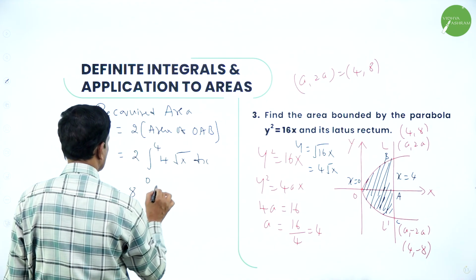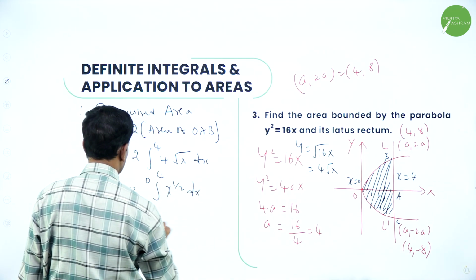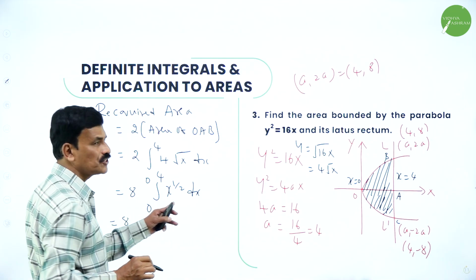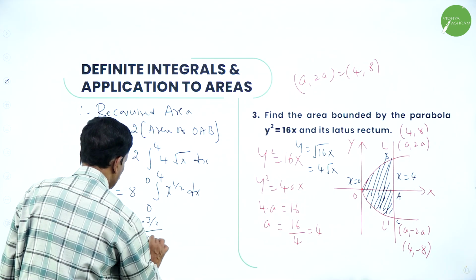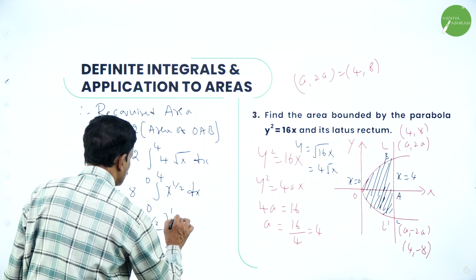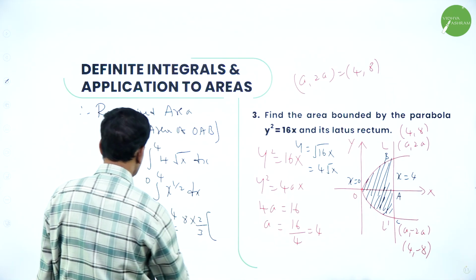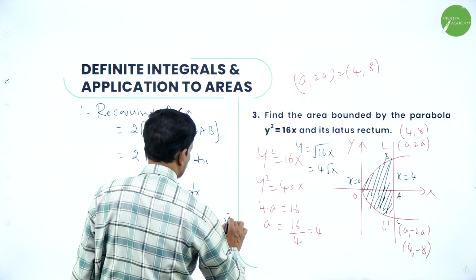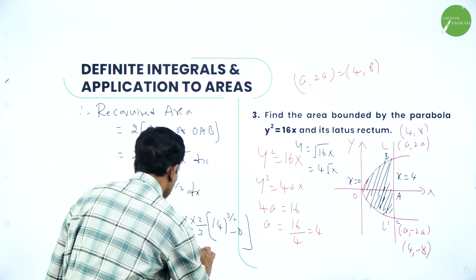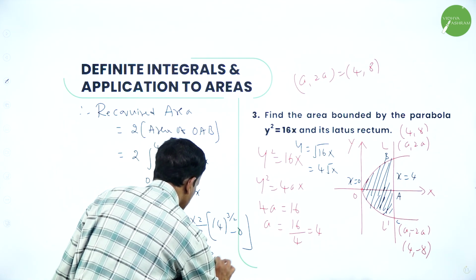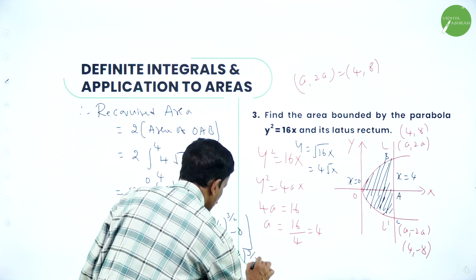Now 4 into 2 is 8. Integral 0 to 4 of x to the power of 1 by 2 dx. Now integrate it. Integration of x raised to half is half plus 1, which is 3 by 2. x to the power of 3 by 2 divided by 3 by 2 between limits 0 to 4. So this is taken to the numerator: 2 by 3 into, applying the upper limit, 4 to the power of 3 by 2 minus 0. Now just multiply this: 8 times 2 is 16 divided by 3, into 4 can be written as 2 square, whole raised to 3 by 2, minus 0.